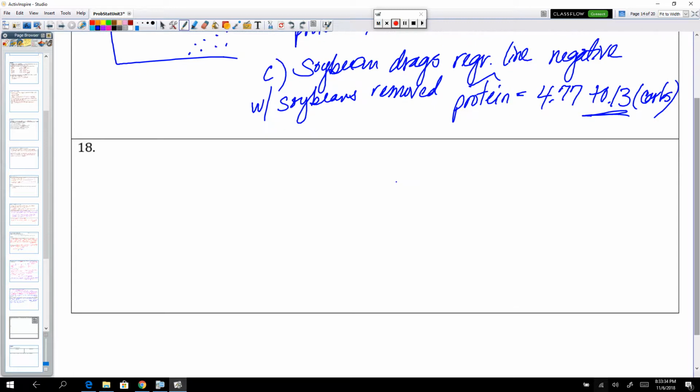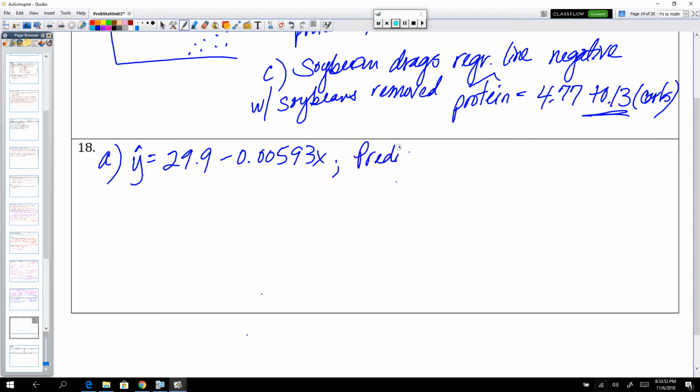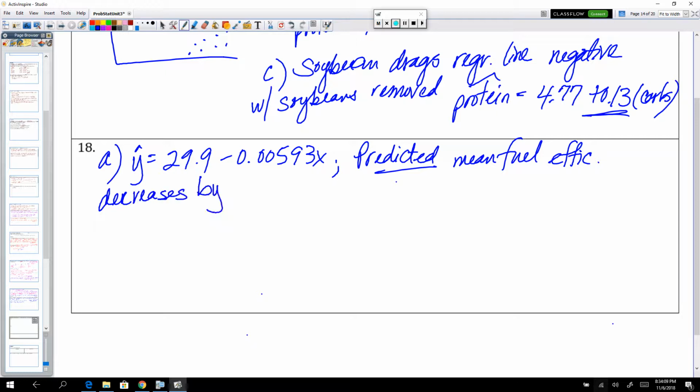Once you're finished, let's document the line of best fit. So hopefully you saw a line of best fit of y hat equals 29.9 minus 0.00593x, which interpreted means the predicted mean fuel efficiency decreases by... y decreases when we're interpreting the slope for part A.